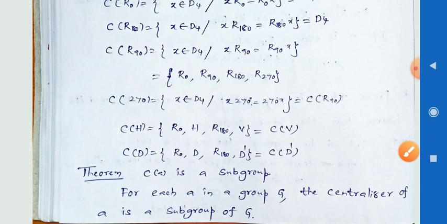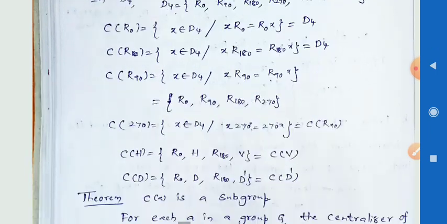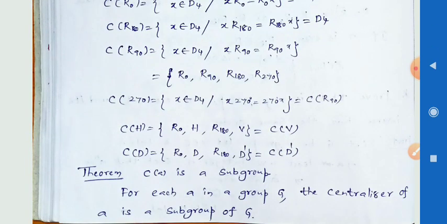Here the theorem is given. The theorem says C of A is a subgroup. For each A in group G, the centralizer of A is a subgroup of G. Here we have to show that the centralizer of A in G is a subgroup. What is C of A? It is the centralizer of A in G. Here G is a group, and we have to show that the centralizer of A in G is a group.